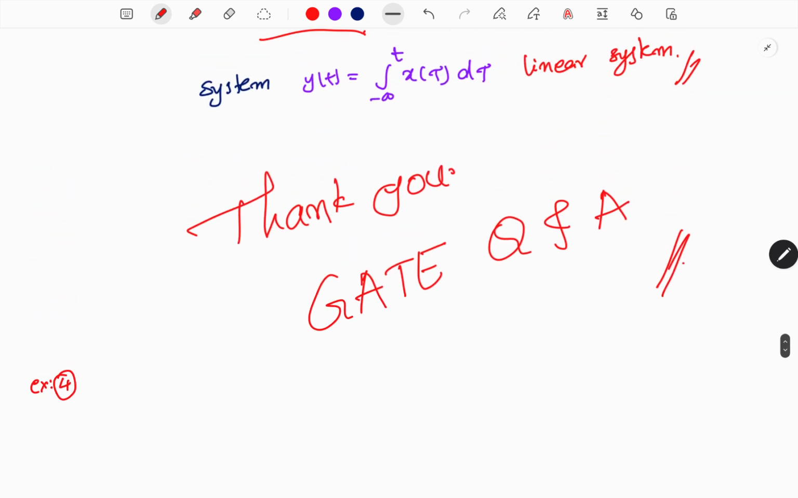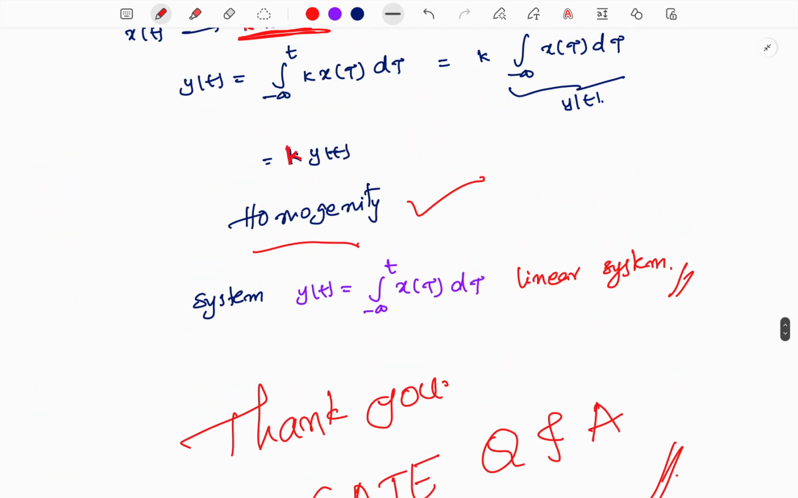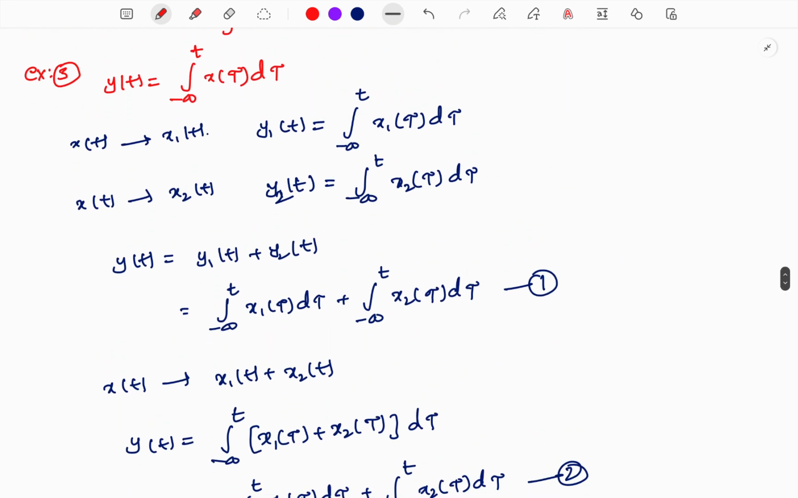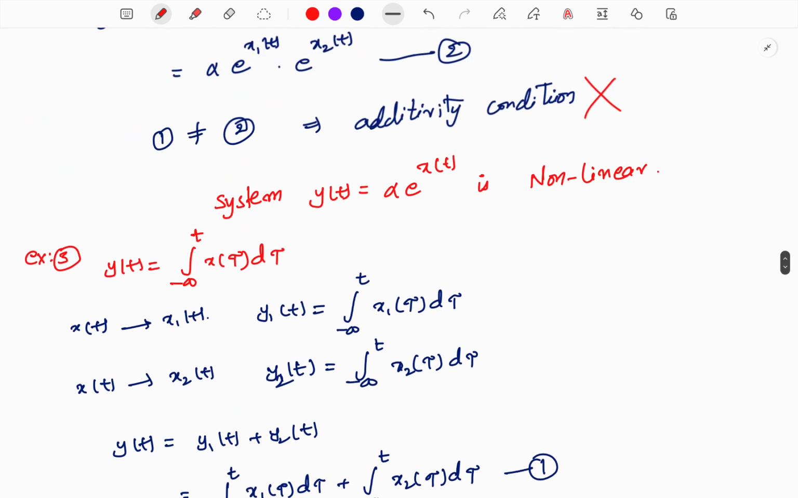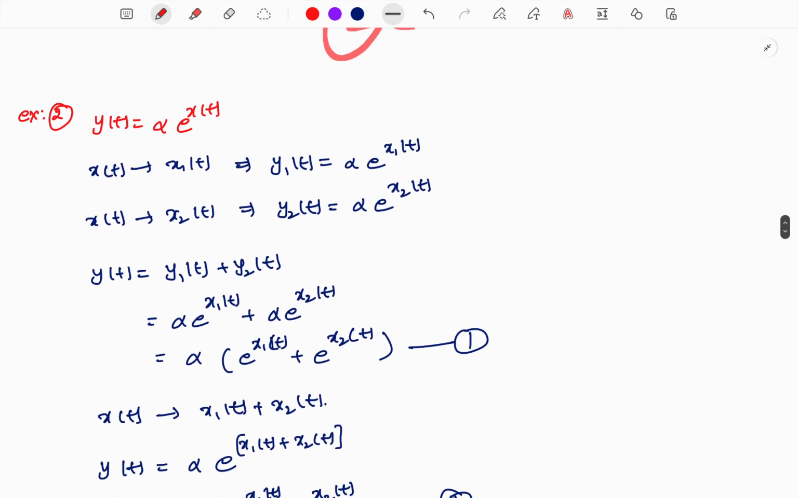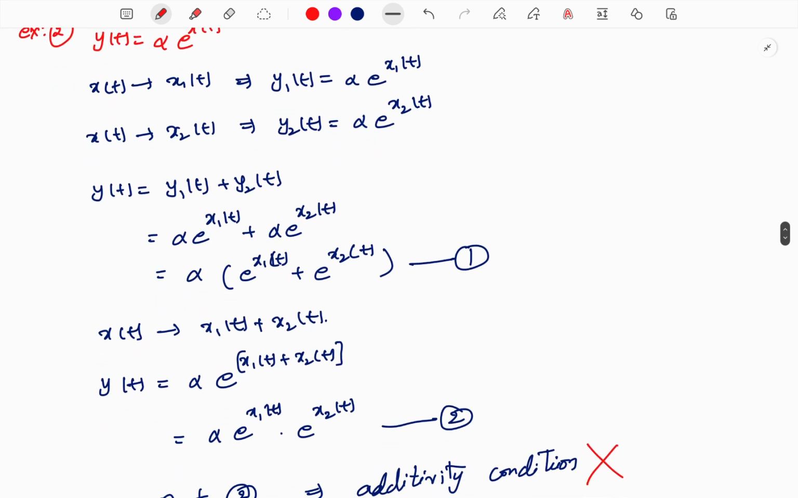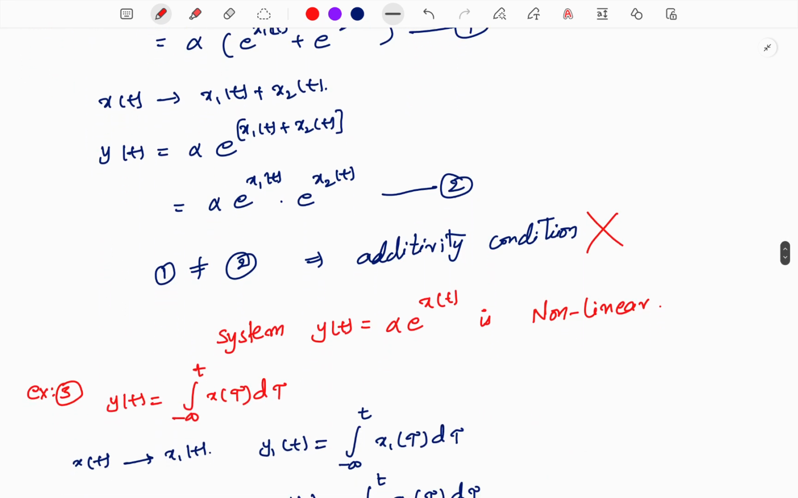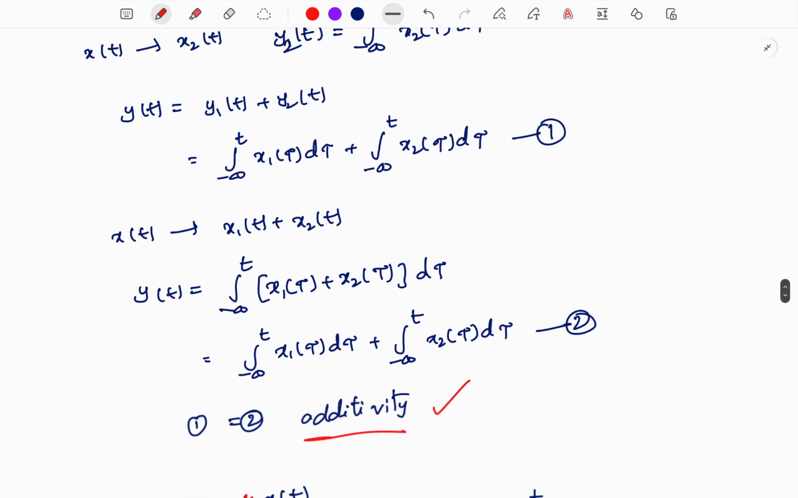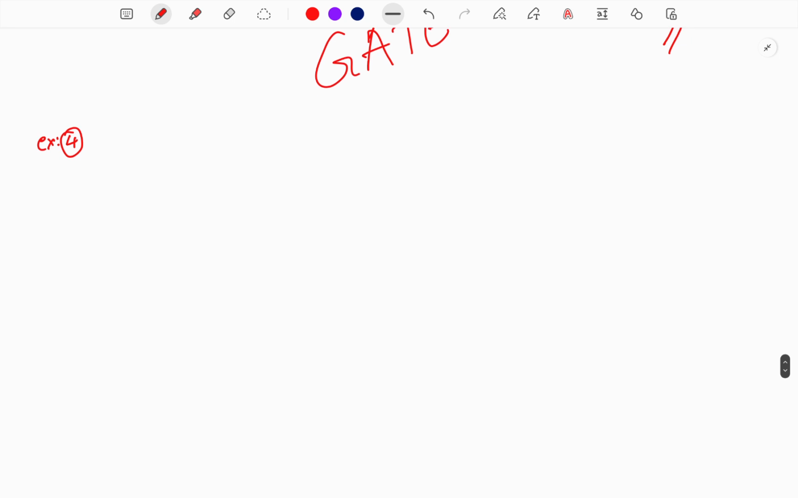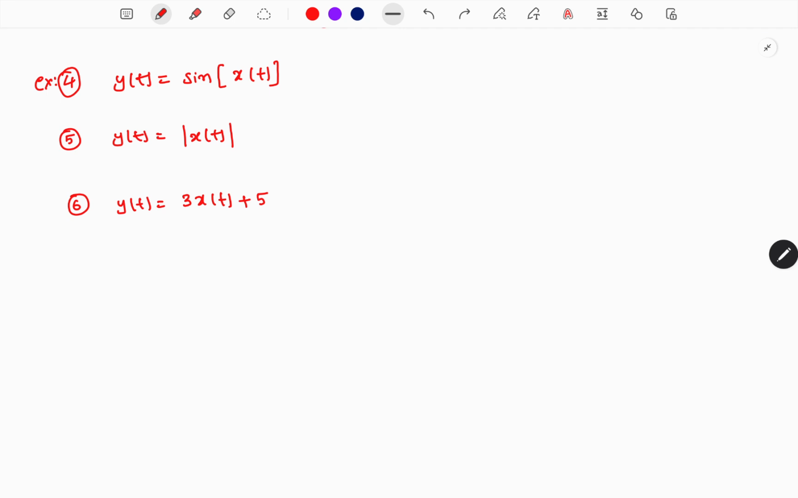Now we will comment on linear and nonlinear directly without solving all these things. We have already seen the procedure for finding the linearity and nonlinearity of a system, so you can refer to the previous video. From now onwards we will see more examples. Just by seeing the question we need to answer. I will explain that. Now example 4.